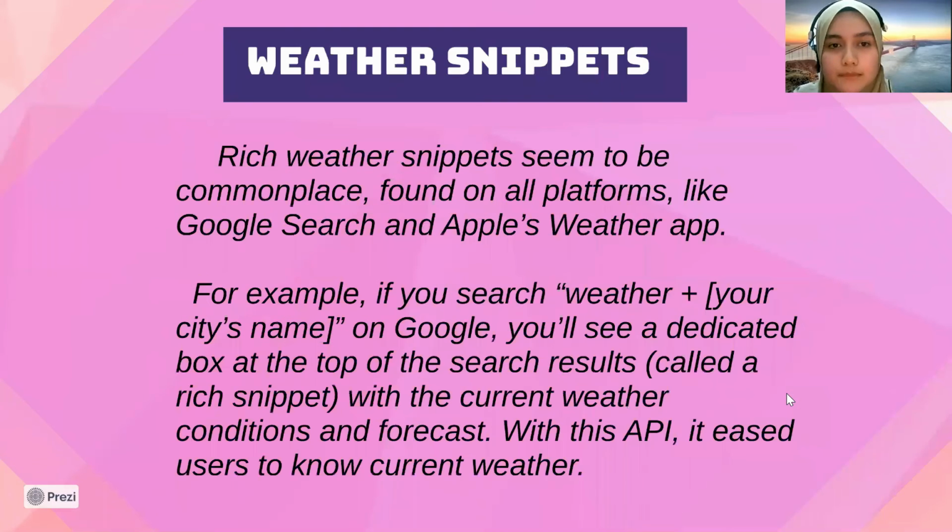Second is the weather snippets. Rich weather snippets seem to be commonplace because they are found on all platforms like Google Search and also Apple's weather app. For example, if you search weather plus your city's name on Google, you will see a dedicated box at the top of the search results called a Rich Snippet with current weather conditions and forecasts. With this API, it aids the users to know the current weather.